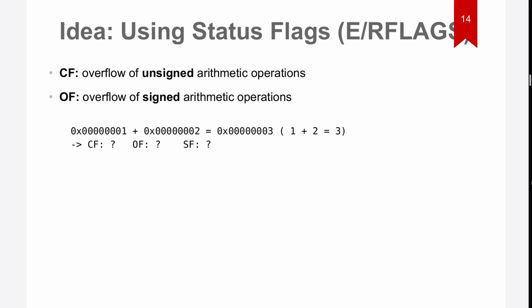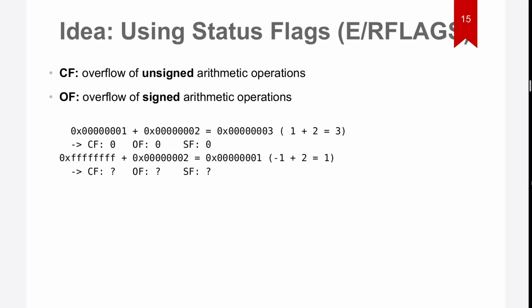So in this case, let's say we add up 1 and 2, which results in 3. No bits are set because no overflow happened, whether it's in signed or unsigned operation. If we look at this, we have FFFF, and we add up 2. If we interpret that as signed, that would be -1 plus 2, which ends up being 1. Which flags would be set?